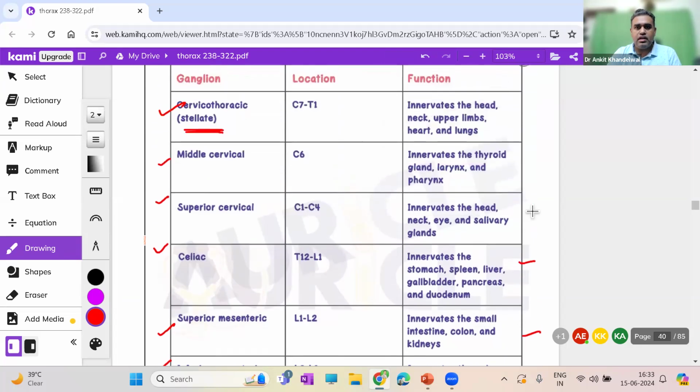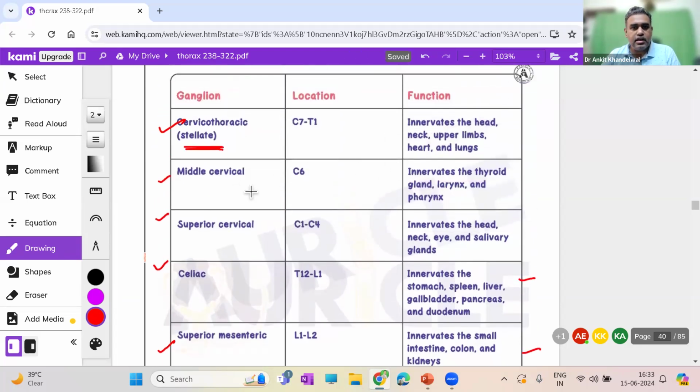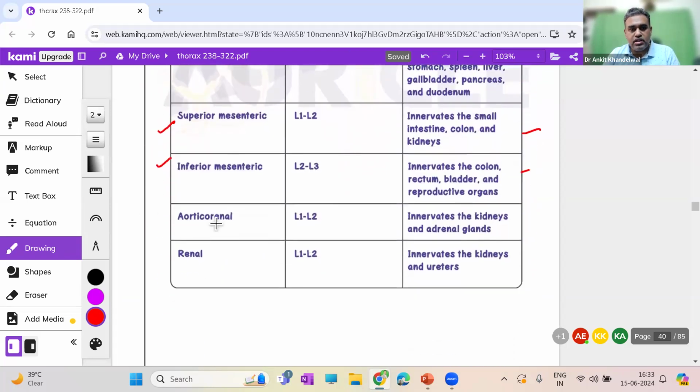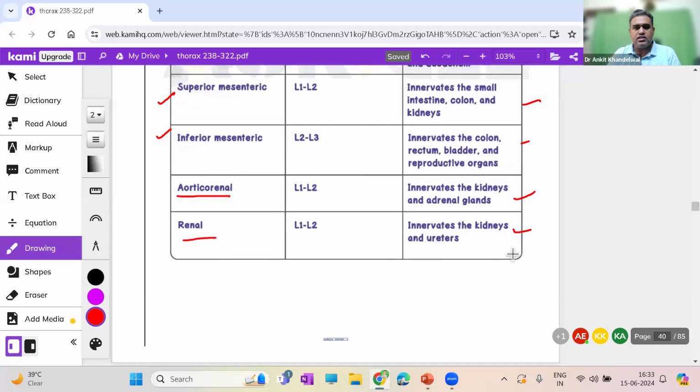And if you look over here at this cervical area, what is it supplying? It is supplying the head and neck regions, particularly this area: superior, middle, and cervicothoracic. Cervicothoracic will supply some of the heart as well. But the superior and middle cervical are supplying the head and neck regions. Then cervicothoracic will supply cervical and thoracic areas. Celiac, superior mesenteric, inferior mesenteric, renal: all of them are supplying what? The abdominal organs. The locations of these ganglia are shown over here.